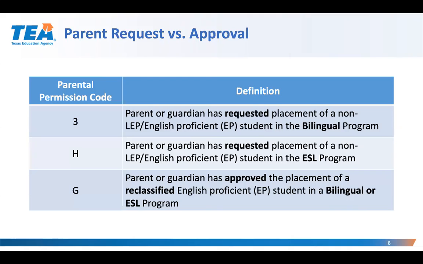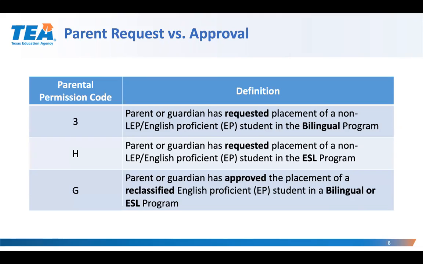Whereas, or likewise, when a parent has requested placement of a non-LEP English proficient student in the ESL program, the Parental Permission Code of H is utilized. Again, for Code H, these are for students that have never been identified as English learners, and the parent is requesting placement of the student, the non-LEP English proficient student, in the ESL program.